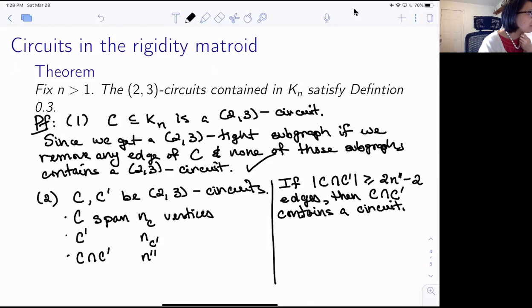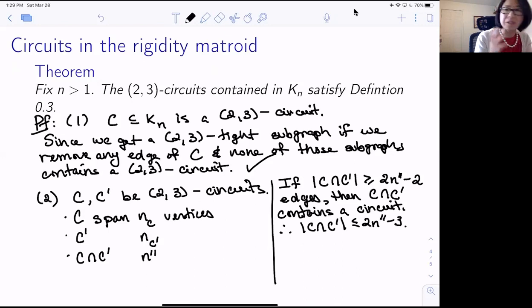And then we have to conclude, therefore, that would be a contradiction. Why is it a contradiction if C intersect C prime contains a circuit? Well, C intersect C prime is contained inside of C, and we know that C doesn't contain any proper circuits. So it can't contain a circuit. So therefore, the intersection has to be small enough. So it has to be less than or equal to 2n double prime minus 3.